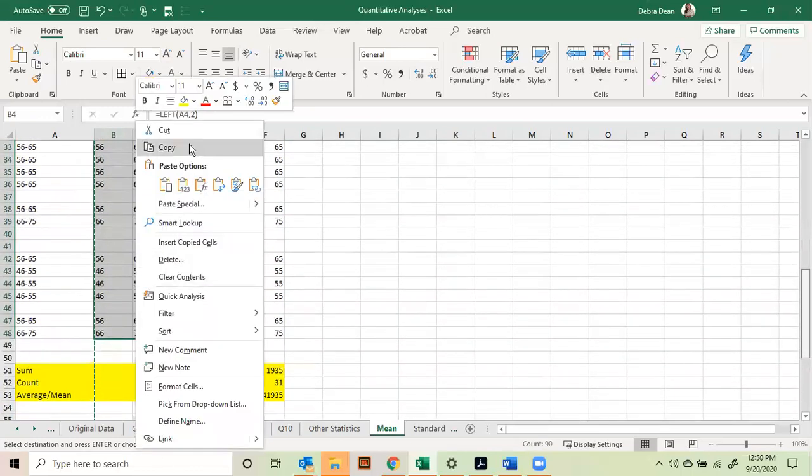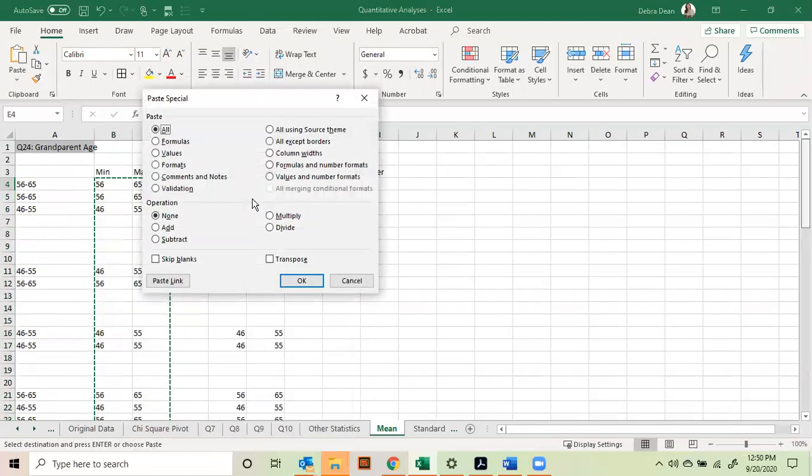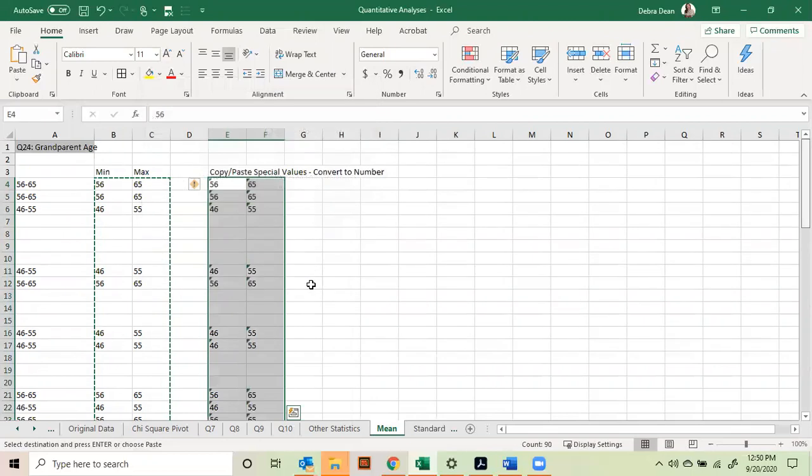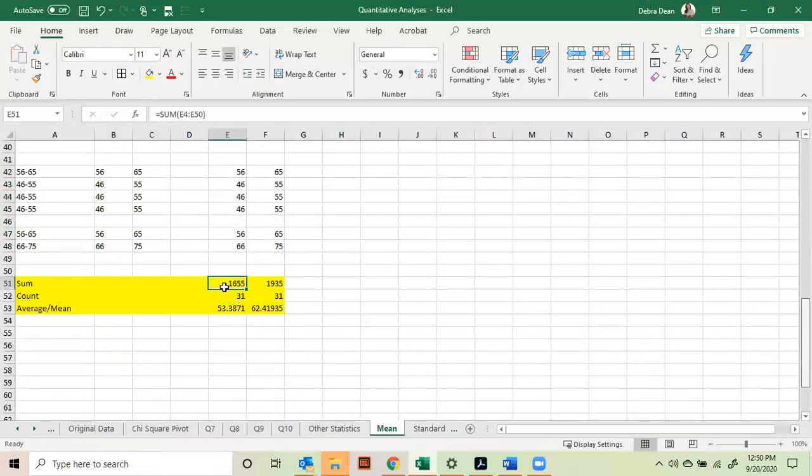So copy, and then I right click, paste special values. Okay, and then you'll notice that you get this box and it wants to convert to a number. So that's important because we need that to be a number in order for these to automatically populate. So the sum, what we're trying to do is, what's the grand total of everything in this section?